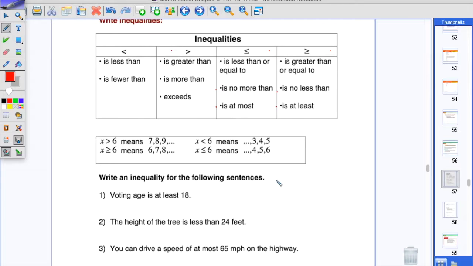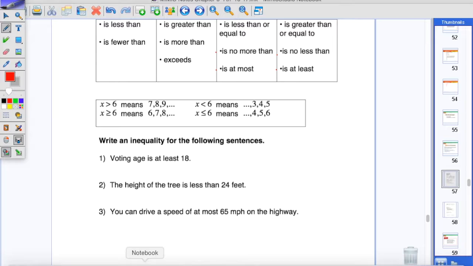So we're going to write an inequality for the following situation. We're going to translate this. Number 1 says the voting age is at least 18. So we'll use A to represent your voting age. Here's your key word that represents your inequality. It's at least. It means the least that it can be is 18. At least 18. So your voting age is greater than or equal to 18.